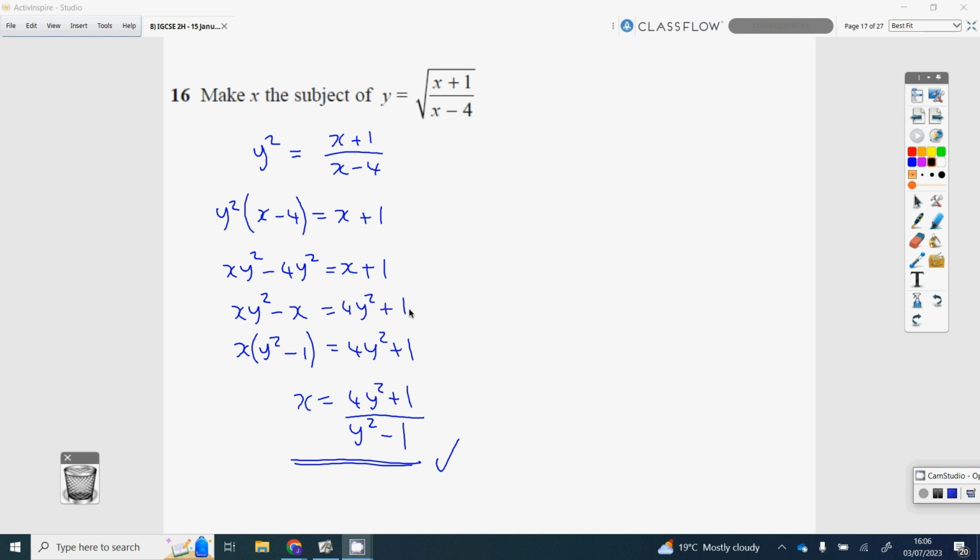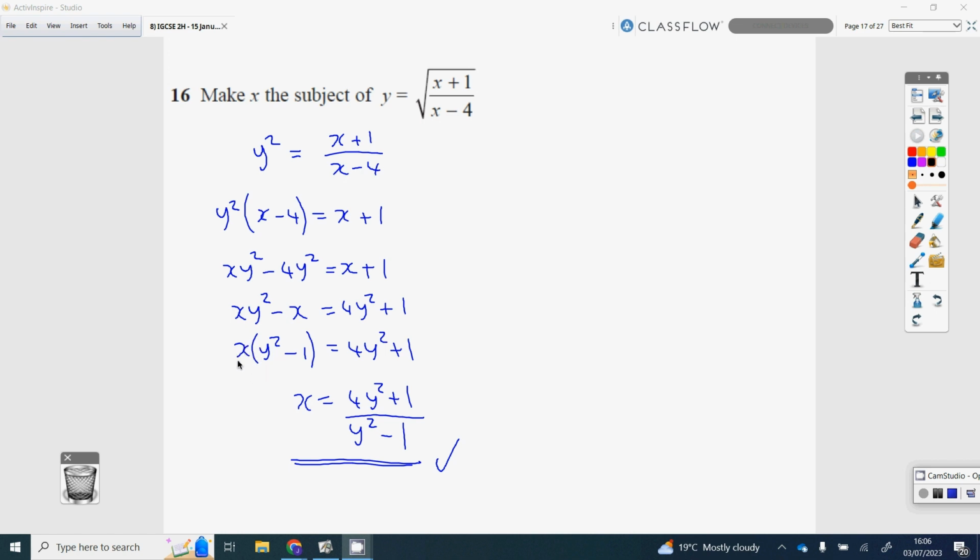Now, once I've done that, this is the clever bit. I can then factorize the left-hand side, which gives me x bracket y squared minus 1. And now for the first time, I've just got x being mentioned once. Every line beforehand is twice. There and there, there and there. So finally, we've isolated x.